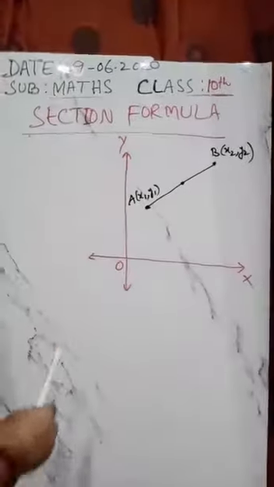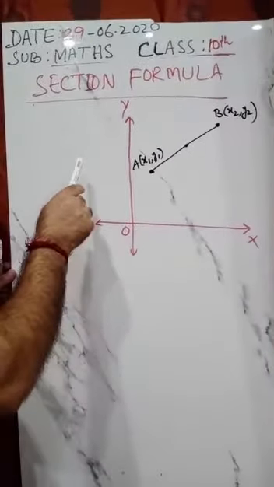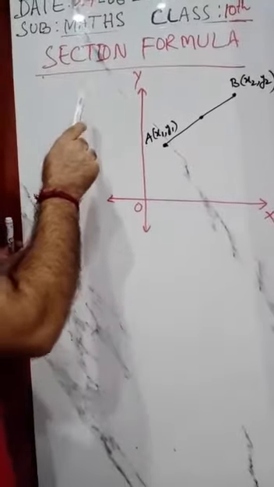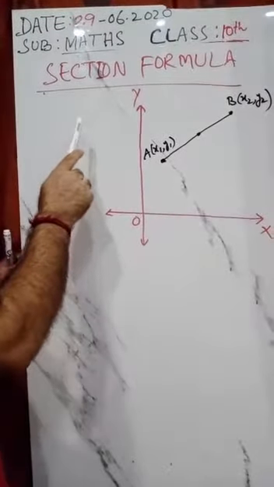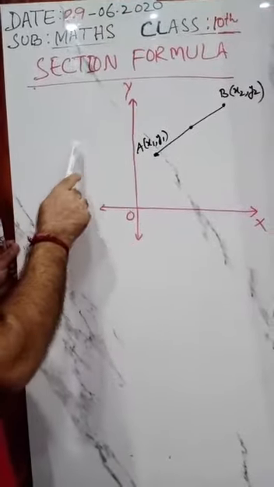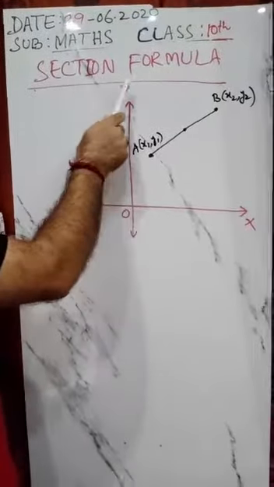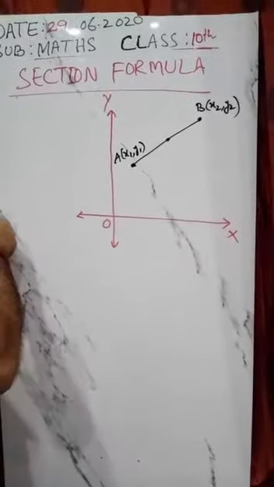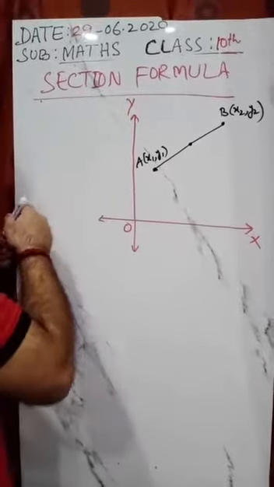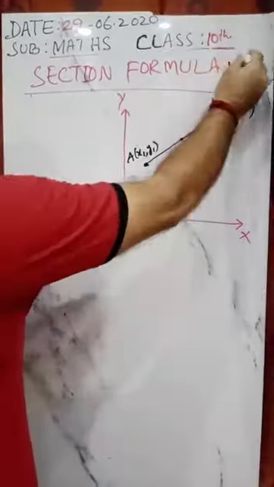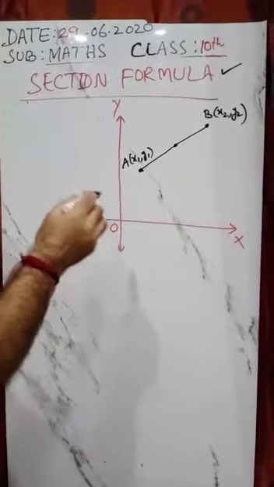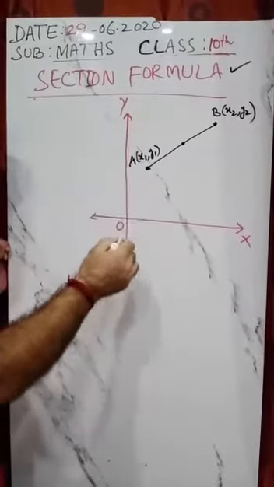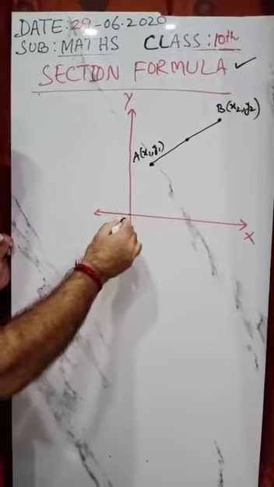Good morning students. Today in this video we are going to study and understand a very important formula, that is the section formula. Chapter number 7, coordinate geometry, section formula. Very important one.